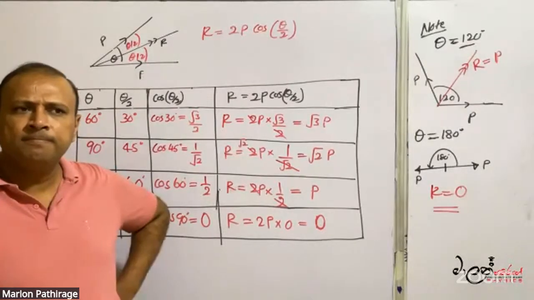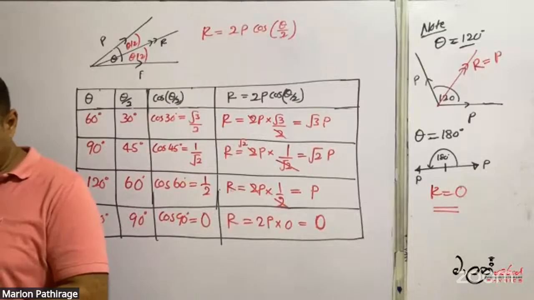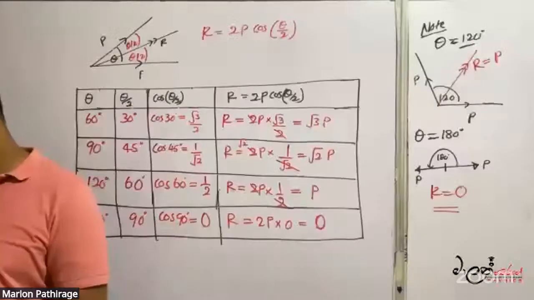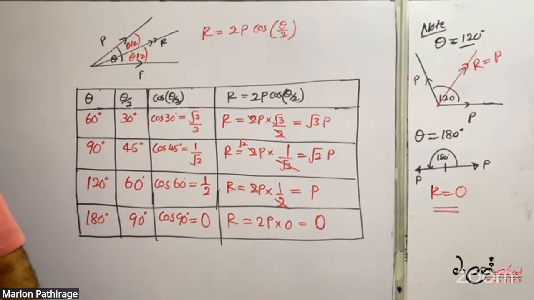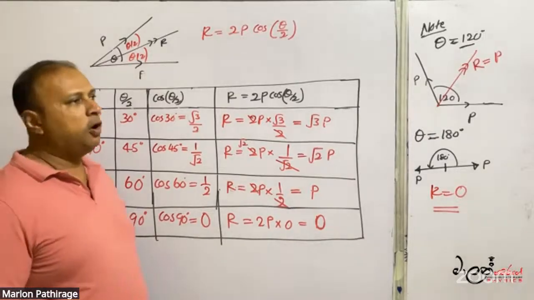So B part, P and Q are two coplanar forces. What does it mean? We have to do the B part, no? P and Q are two coplanar forces acting on a point. What is the meaning of coplanar, sir? Okay, I will give the definition of coplanar forces.